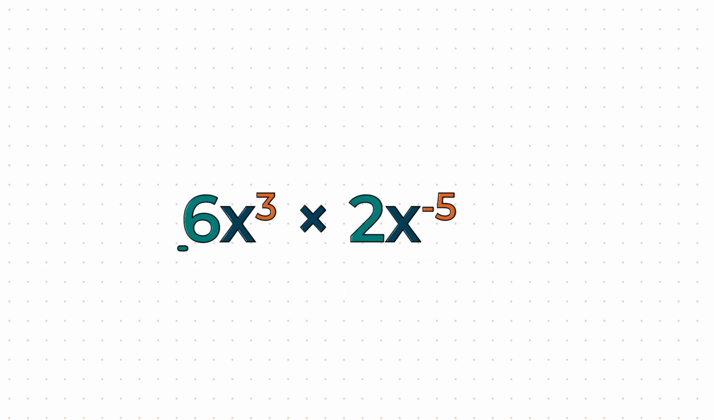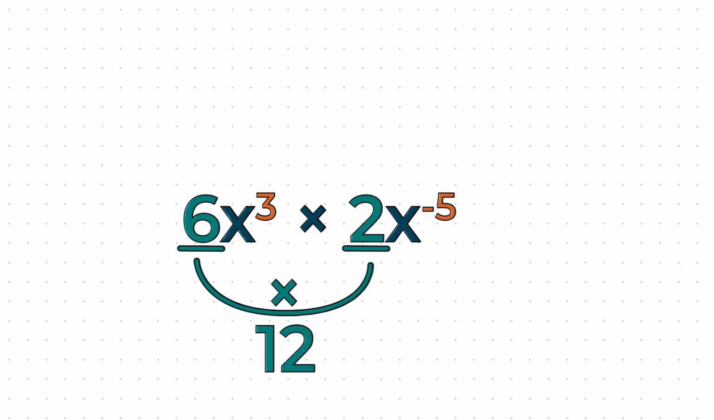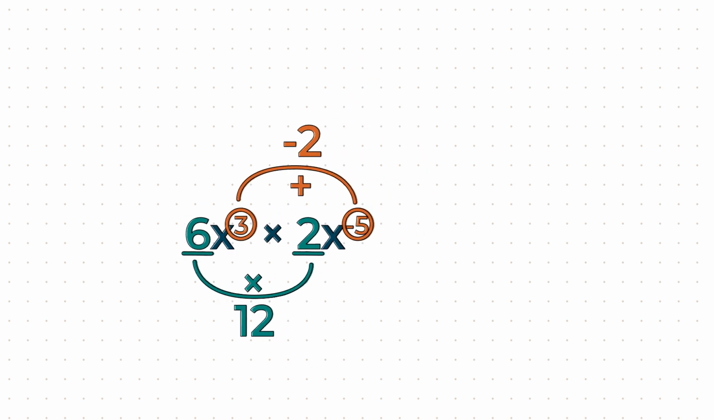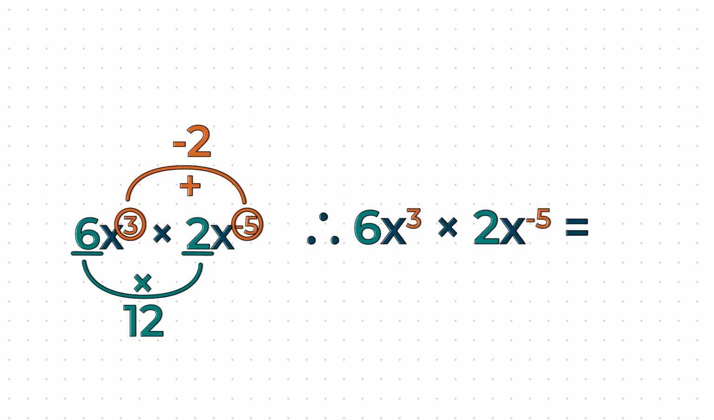Right. So back to multiplication. When the same unknowns are multiplied, the indices rule is applied. First, multiply the coefficients of the terms. 6 multiplied by 2 equals 12. Then add the indices together. 3 plus negative 5 equals 3 minus 5, which equals negative 2. Therefore, 6x to the power of 3 times 2x to the power of minus 5 equals 12x to the power of minus 2.